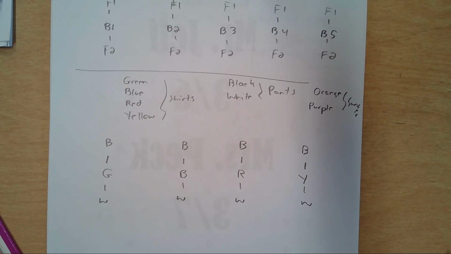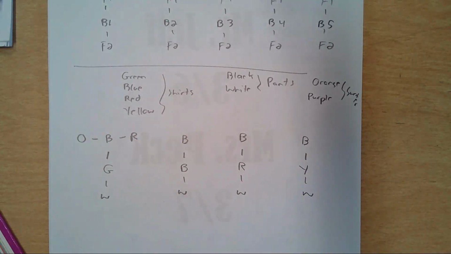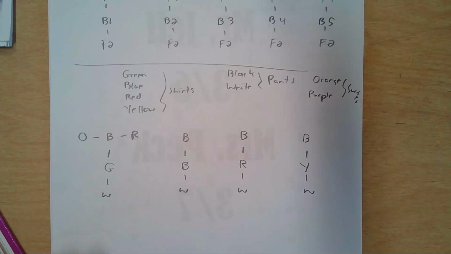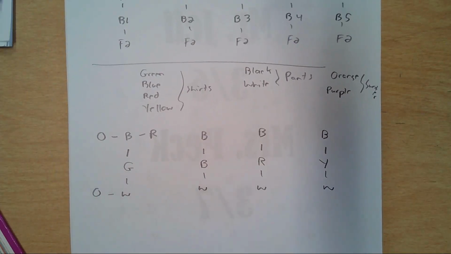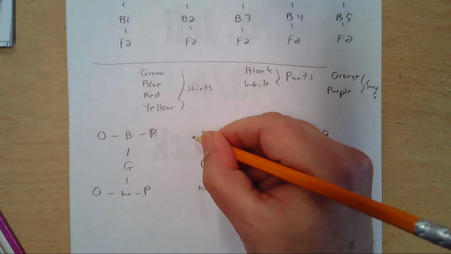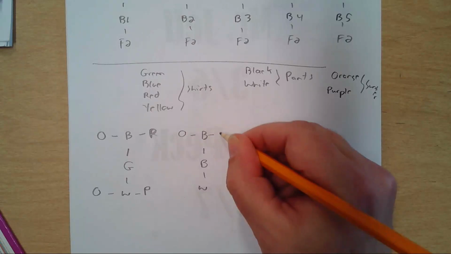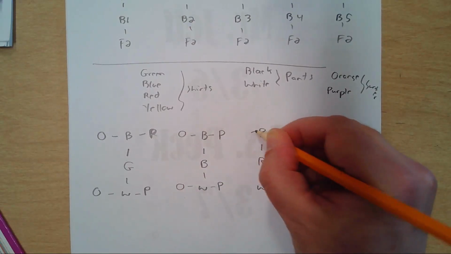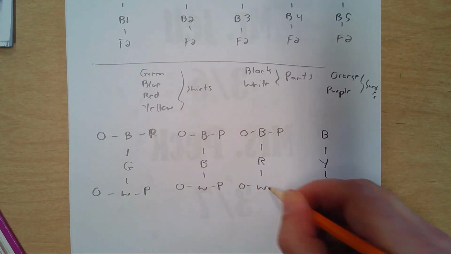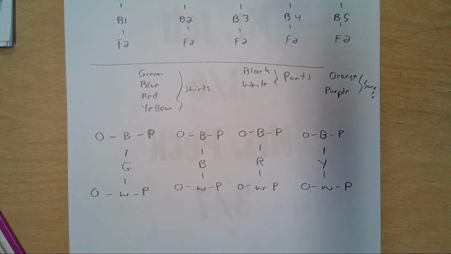So I could get a green shirt in my black pants, but then I could have either an orange sweater or a purple sweater. I could get the green shirt with the white pants, and then I would have either an orange sweater or a purple. I should have put a P here. I think I put an R. Right? And once again, I could get blue shirt, black pants, orange sweater, purple sweater, and so on down the rest of the tree, orange, purple, orange, and purple.